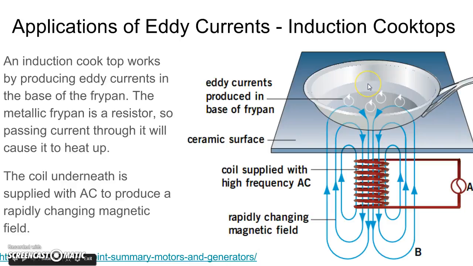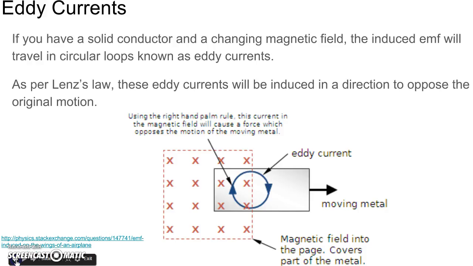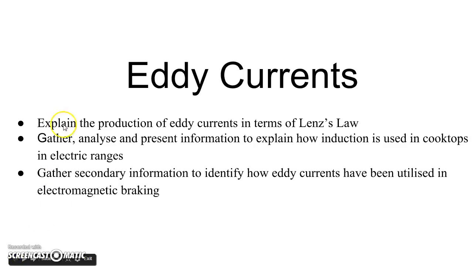So it's a much more efficient way of cooking, and that's why a lot of people have changed over to induction cooktops. The problem with them is you need a specific fry pan that's designed for this purpose. Your standard fry pans won't work. So that's induction cooktops. So that's our two applications of eddy currents. So I think that's pretty much all you need to know.